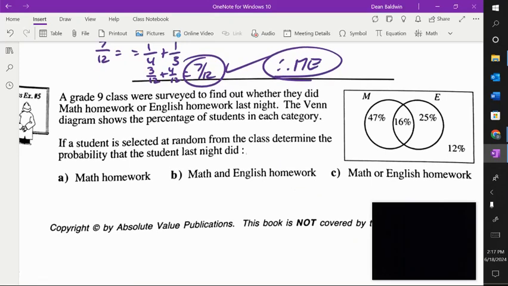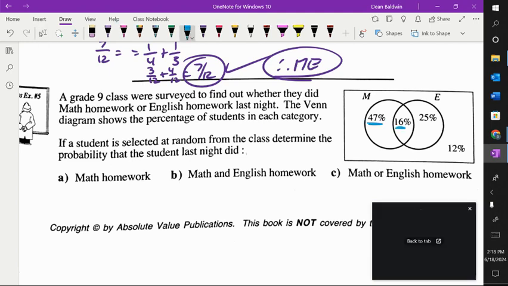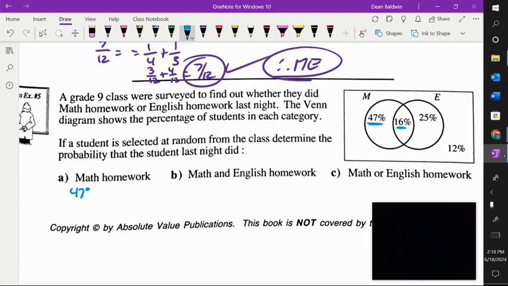Okay. Venn diagrams. We got a grade 9 class. They're surveyed to find out whether they did math homework or English homework last night. The Venn diagram shows the percentage. How many people did math homework? What percentage? 47 plus 16. It's just the number of people that did math homework. These people did math homework, but so did these people, right? So it's 47 plus 16%. 63%. All right. What's the percentage that did math and English? 16, the overlap.